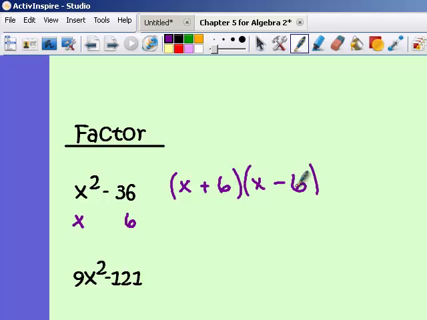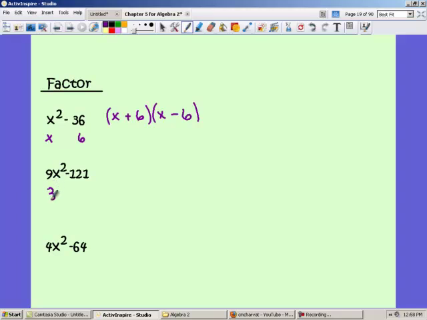Okay, if you go to the second one, can we take the square root of 9x squared? Yes, you can. It is 3x. We're taking the square root of 9, and we're taking the square root of x squared here. And the square root of 121 is 11. So again, 3x, 11, put your plus, minus. It doesn't matter if you put the minus here or the plus there.